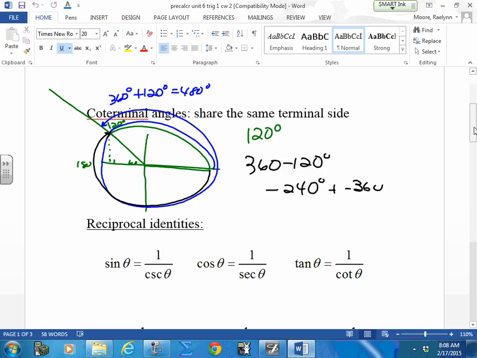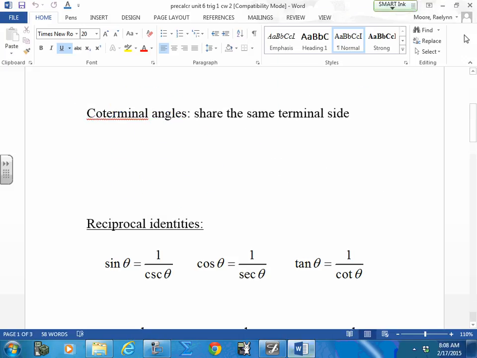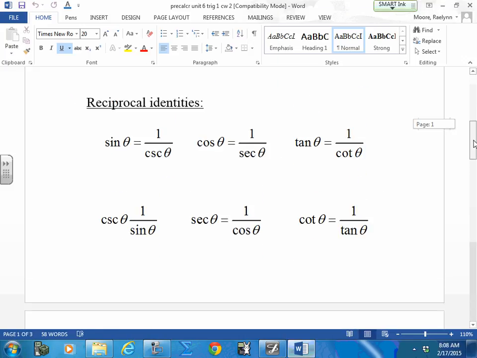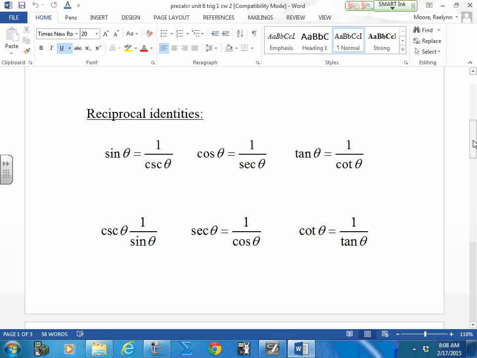Okay? Now, reciprocal functions. It's easier if you work with your y's and x's. If your sine is y over r, your reciprocal is r over y, because your cosecant is 1 over your sine, and your sine is 1 over your cosecant. This is the point you probably remember. You're going to flip them over.